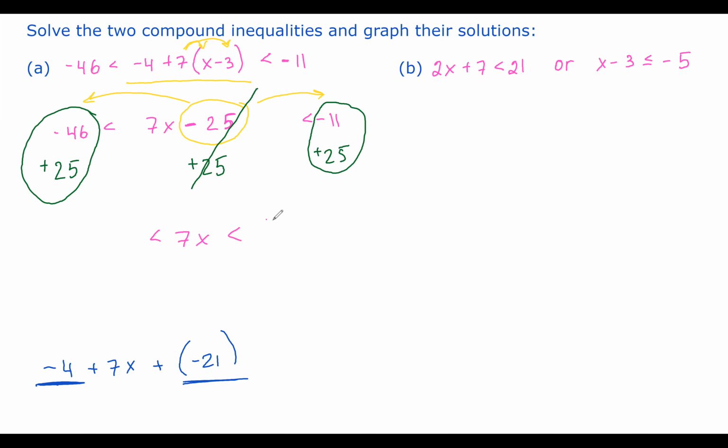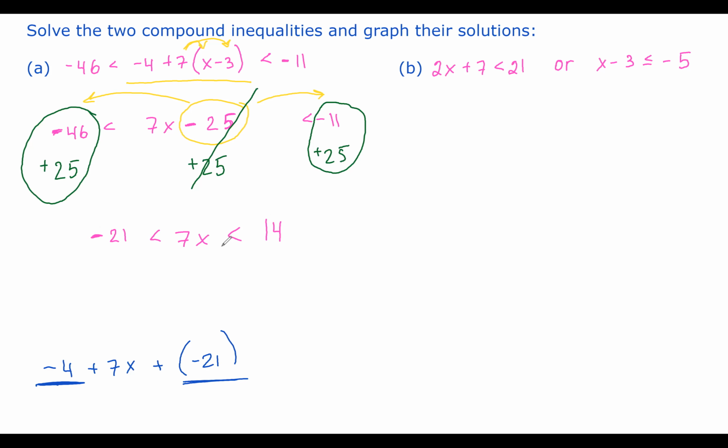I'm getting positive 14 on the right, right? Because it's -11 plus positive 25, which is the same as 25 minus 11. And then here, it's -46 plus positive 25. We have to subtract: 46 minus 25 will be what, 21. And I keep the sign of the -46, right? This one. So this is what I am getting after I do those 2 operations.